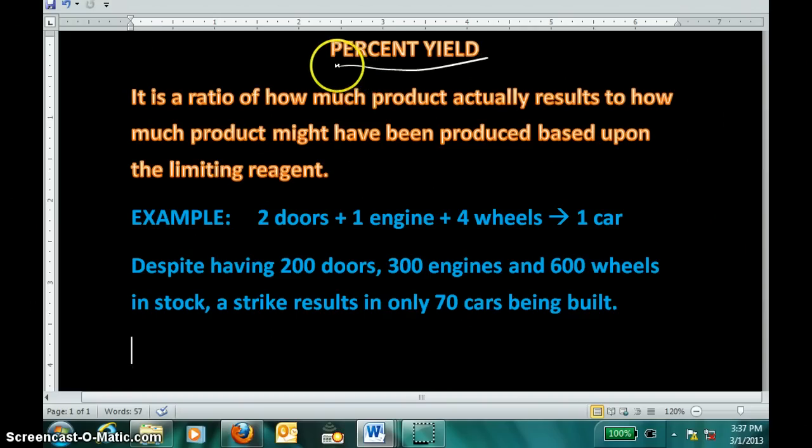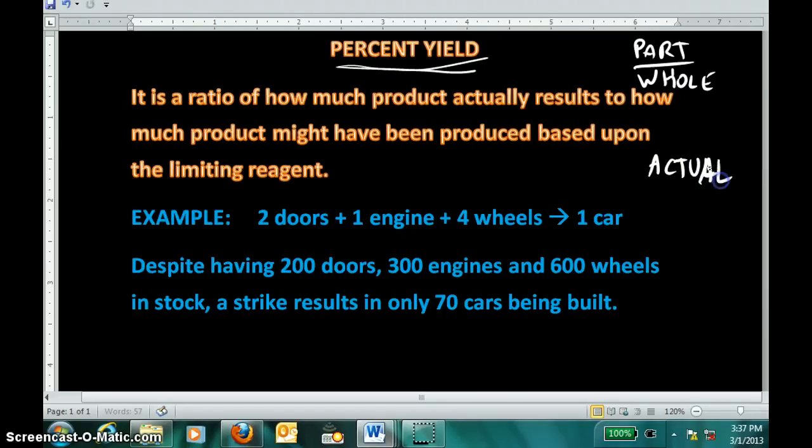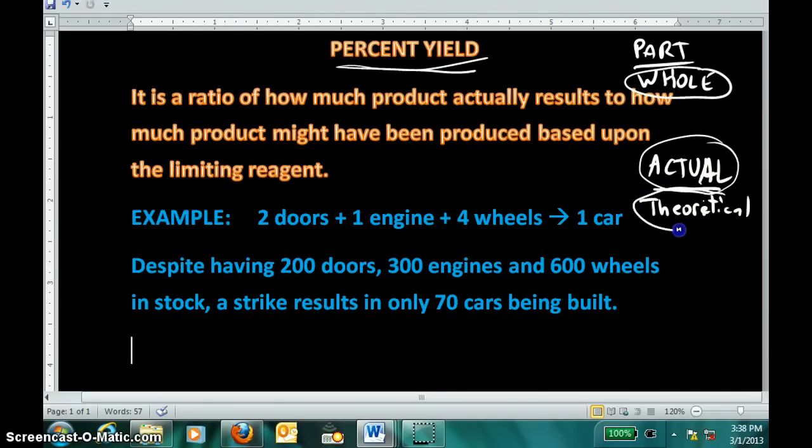So we like to talk about percent yield, and it's like any other percent, it's a part to whole ratio. But in the case of a percent yield for a reaction, the part is how much product you actually produce, what we call the actual yield, and the whole is what you should have been able to produce. Since you're only supposed to produce it and don't, it's called the theoretical yield. So you need to know how much of a product you actually get and how much you should have gotten to do it.